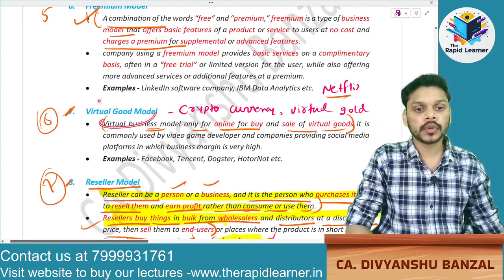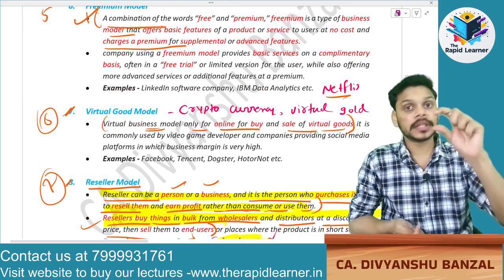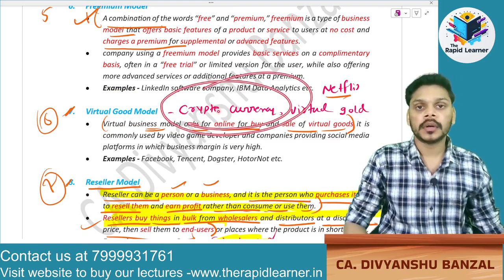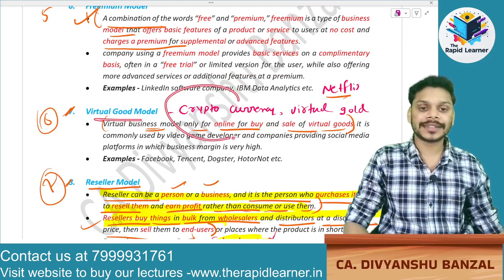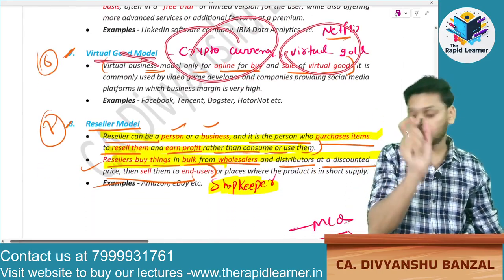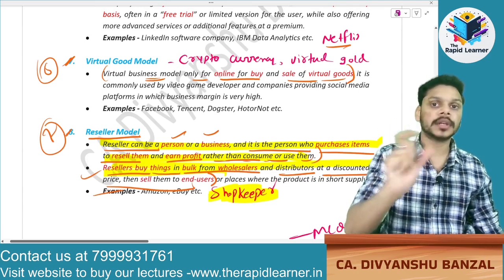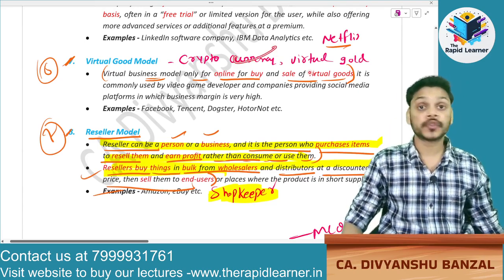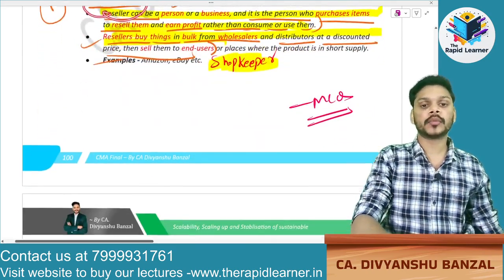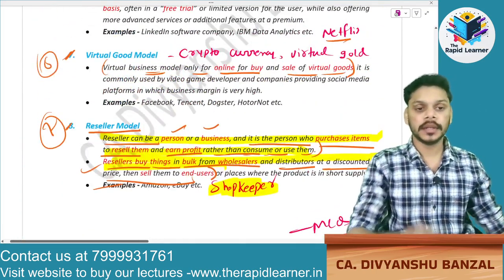Okay, now virtual good model. Virtual good model means we are buying or selling online, like virtual things, virtual goods only. There is no fixed asset, there is nothing. We will buy or sell only virtual goods, like for example cryptocurrency or virtual gold. That is called a virtual good model. We are just buying or selling virtual goods like cryptocurrency. Stock market means stock, company's stock, or virtual gold. Simple. Reseller model. Reseller model means we are buying from the shopkeeper and selling to the customer. That is called reseller model.